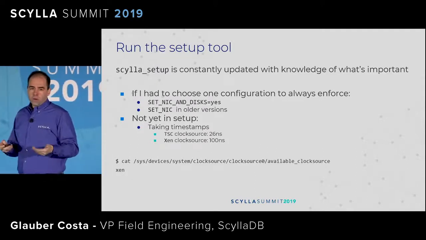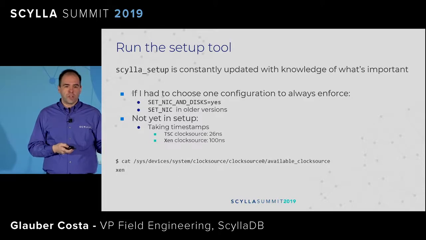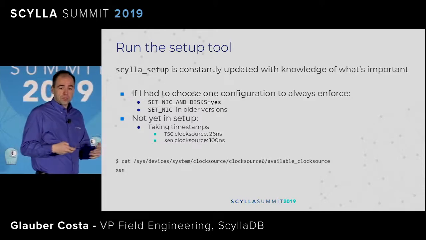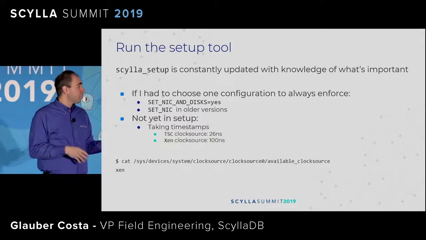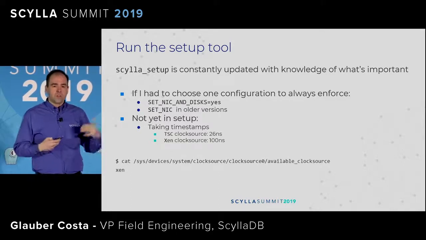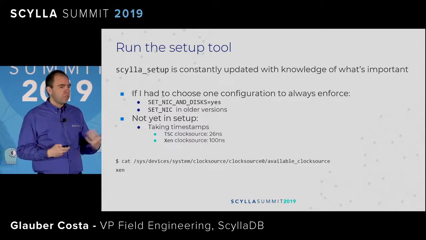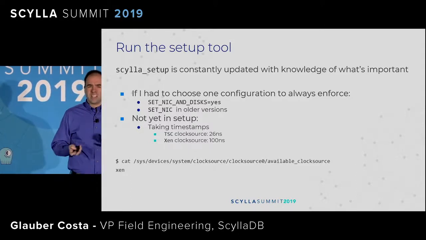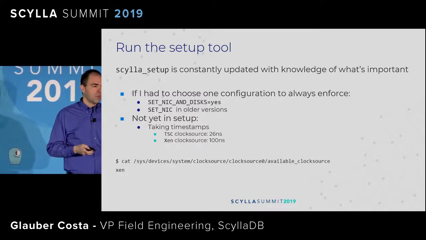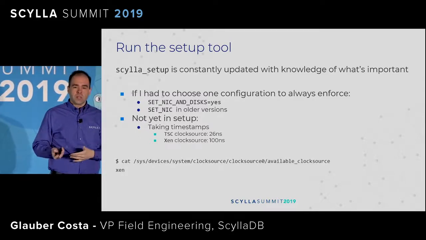If you're running on AWS, for instance, on the older i3 machines, you might be using the Xen hypervisor, the Xen clock source. Just for you to have an idea, if we measure how long it takes to get a timestamp from each of those clock sources, if you're taking it from the TSC, it takes around 25 nanoseconds. If you're taking it from the Xen clock source, it's going to take around 100 nanoseconds.